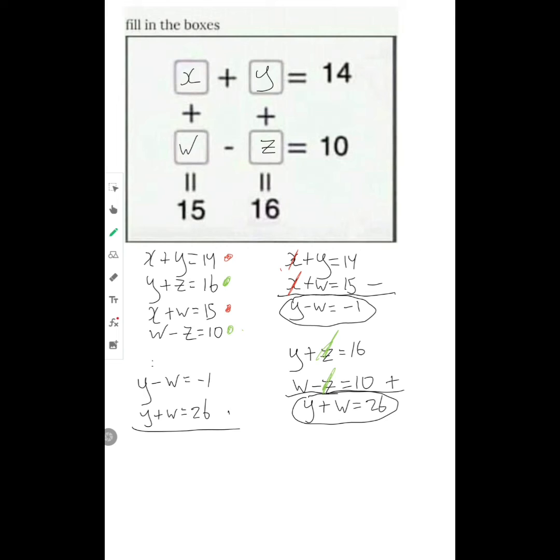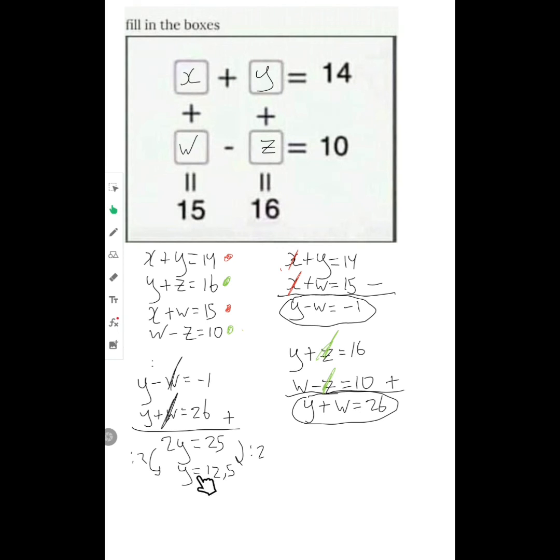And I'm going to add them up, because here you have negative 1w plus 1w, which is 0. So they cancel each other out. And 1y plus 1y is 2y is equal to 25. So I divide this by 2 and I divide this by 2. So I know y is 12 and a half. Because now I could put it here.